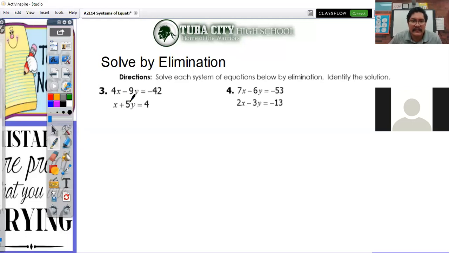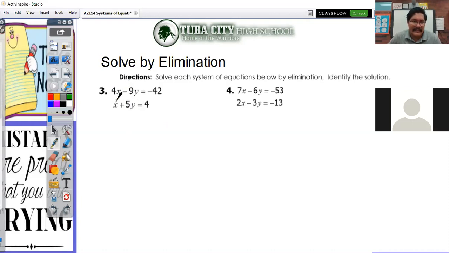So let's go ahead and look at this one. Now I don't have anything that's really set to eliminate. So 4x and, well, 1x, 5 and 9y. I don't have anything that's set to eliminate. I'm gonna have to change one of these to make it work. Sometimes you got to do a little bit of thinking. If I wanted my y's to match, I couldn't just double one of them and have it match, because if this was like 10y, that would be a lot easier. So y is out of the question.